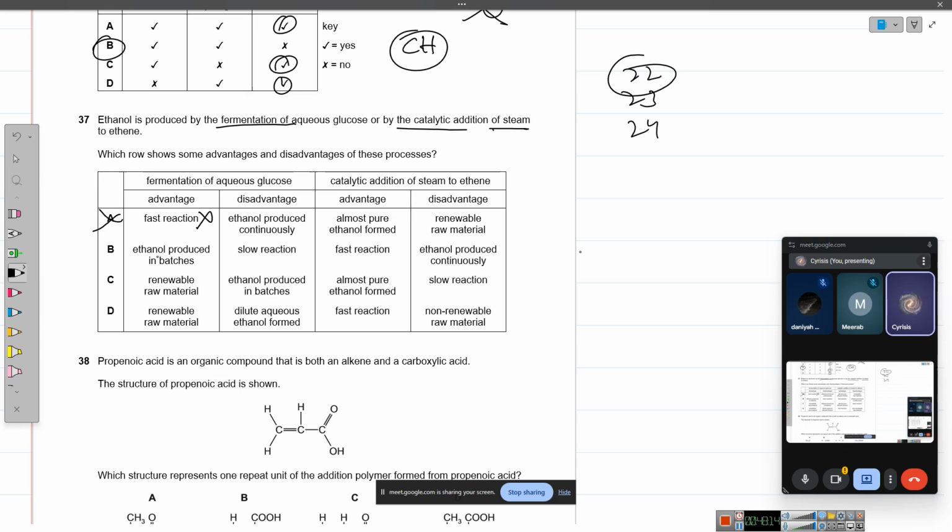Either one of them. Disadvantage, slow reaction. Ethanol is produced in batches, correct? Correct. Catalytic addition of steam. In other words, the industrial process, right? Fast reaction, good. Produce.